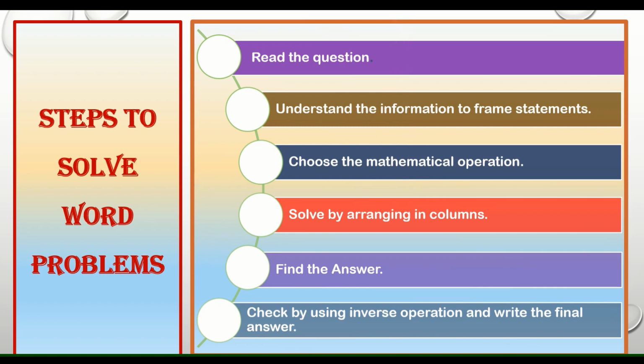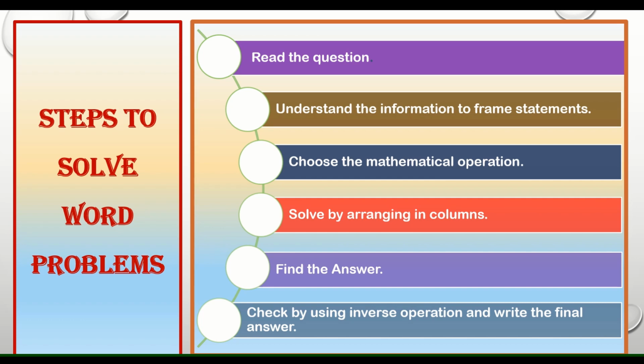First step is to read the question. Read the question twice, thrice until you understand it. Now, when you understand the question, you have to frame the statements. Then choose the mathematical operation. Next step is to solve the numbers, means solve by arranging in columns. Then find the answer and finally check your answer by using inverse operation and write the final answer.